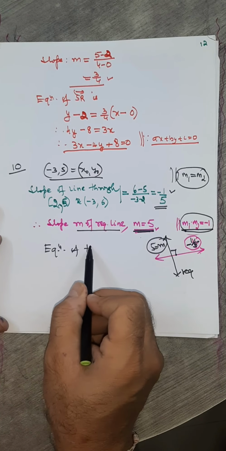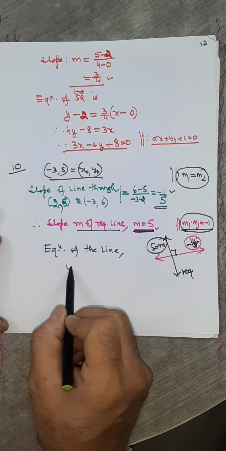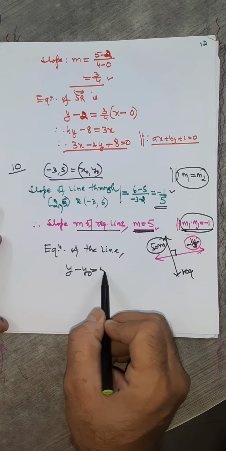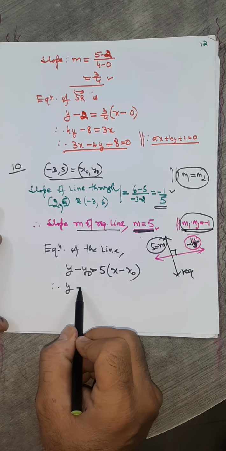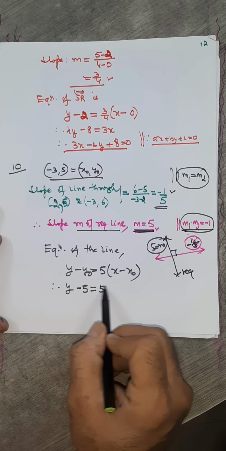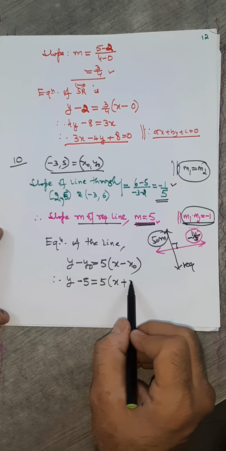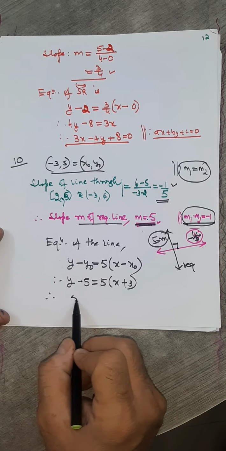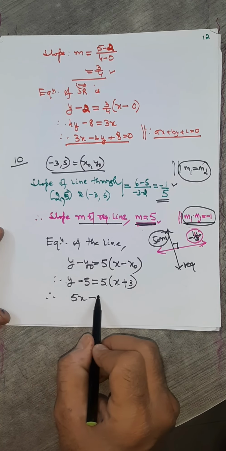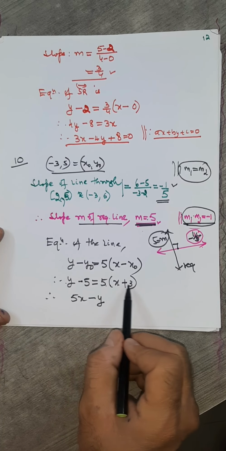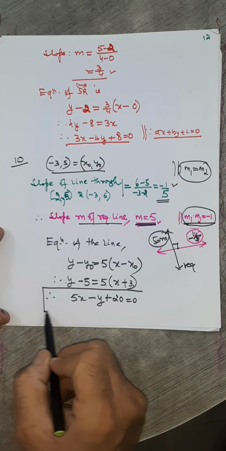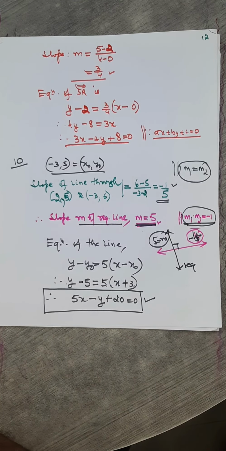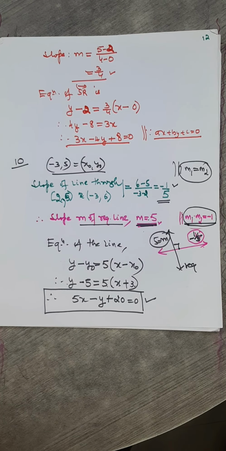So the equation of the line here is y minus y0 equals slope into x minus x0. So y minus y0, what is y0? Look there, 5. 5 into x minus x0, minus 3, so this will be plus 3. So here 5x, I'll take on the other side, minus y, this is plus 15. If I take it on the other side, it will be plus 20 equals 0. This is our required line: 5x minus y plus 20 equals 0.